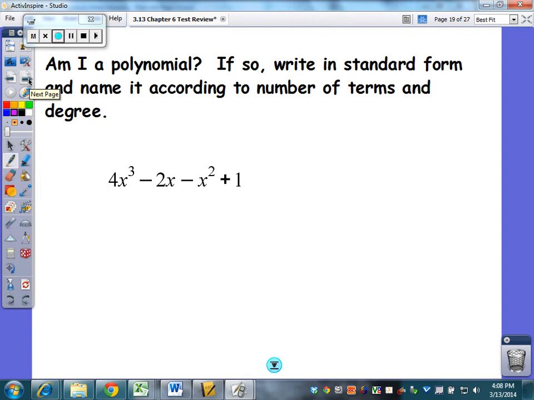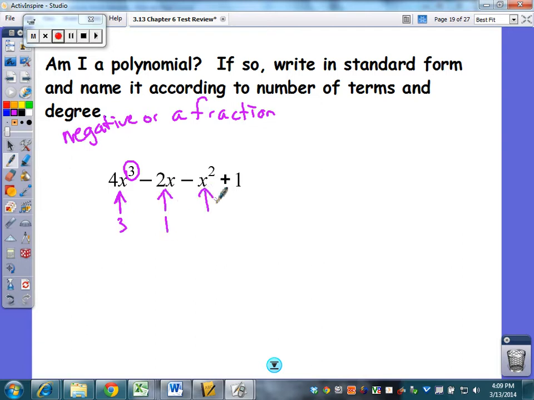Okay, so the rules of a polynomial, you need to look in the chapter for that and study what makes a polynomial a polynomial. Okay? If it's going to be a polynomial, I'm looking at my exponents. My exponents cannot be negative or a fraction. So when we write this in standard form, because the degree of this monomial is 3, the degree of this monomial is 1, the degree of this monomial is 2, and the degree of that monomial is 0, when I put it in order, we have 4x cubed minus x squared minus 2x plus 1.